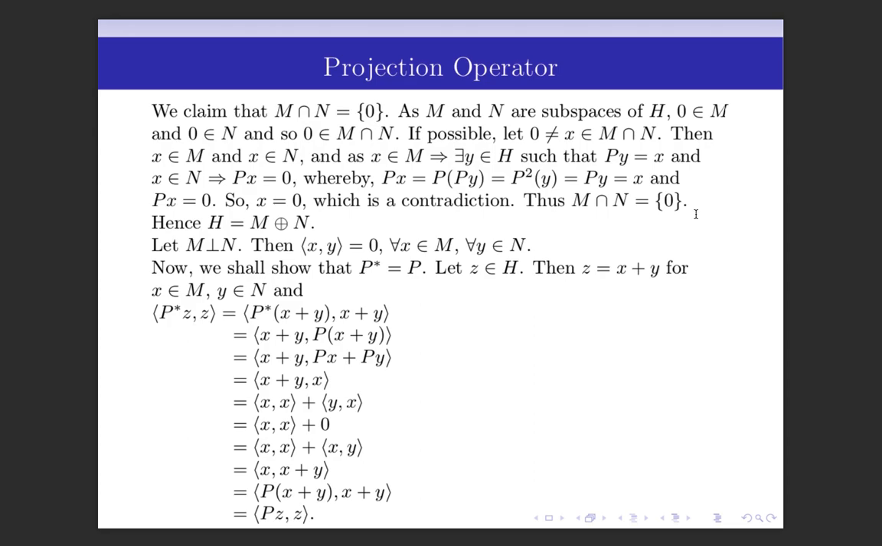So earlier we have shown that H is the linear sum of M and N, and M intersection N contains only the 0 vector.